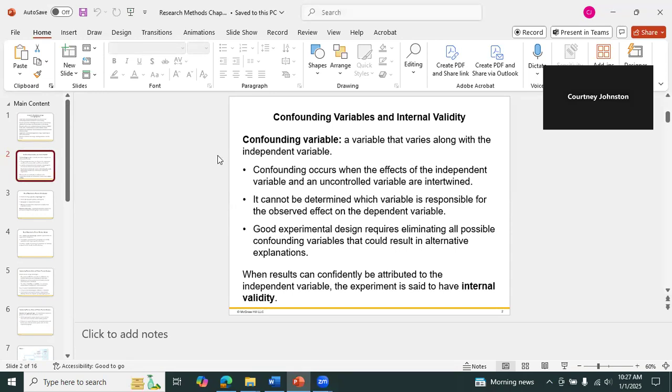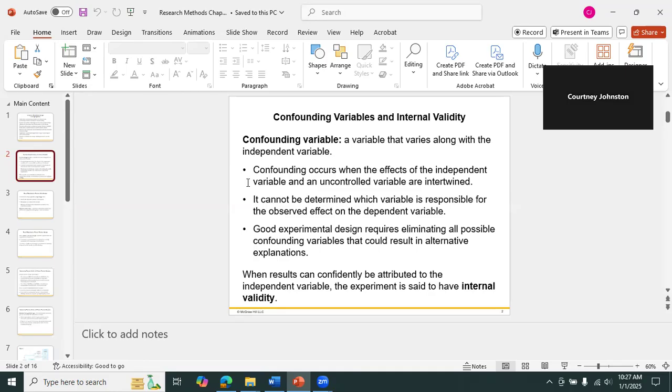So first and foremost, confounding variables, which will play a role in non-experimental designs as well, but we'll discuss them here. So a confounding variable is something that varies along with the independent variable. And so this is something that we may not be able to identify during our experiment, but is going to impact the dependent variable without us knowing. So it occurs when the effects of the independent variable and an uncontrolled variable are intertwined.